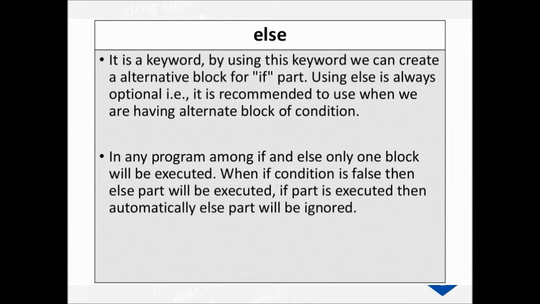As else is a keyword, by using this keyword we can create an alternative block of our if part. Using else is always optional. It is recommended when we have an alternative block of conditions. In any program, among if and else, only one block will be executed. When the if condition is false, then the else part will be executed. When the if part is executed, the else part is automatically ignored.